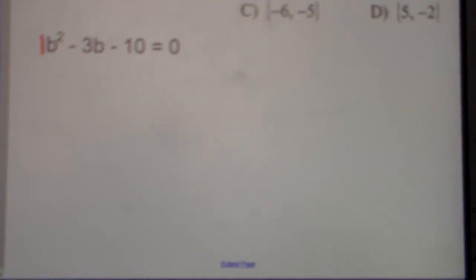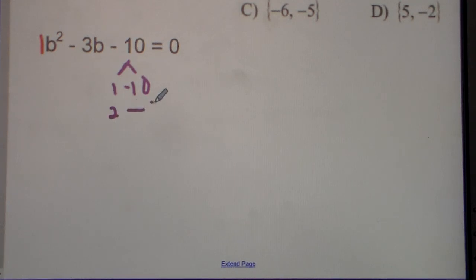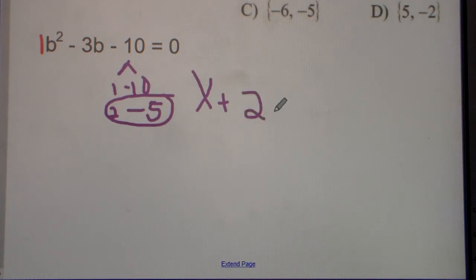Now 1 times negative 10 is negative 10. So we're going to do all the factors of negative 10. So we got 1 and negative 10, 2 and negative 5. Well, 2 plus negative 5 is negative 3, so actually that's our answer right there. So we have x plus 2 equals 0, and x minus 5 equals 0.